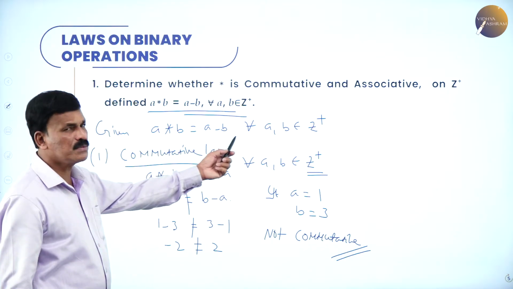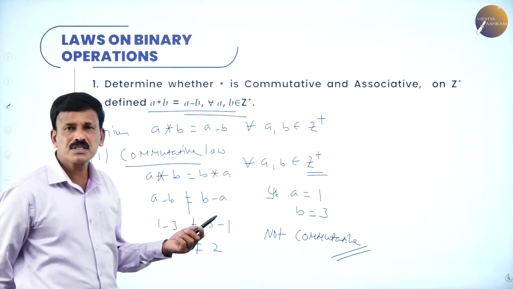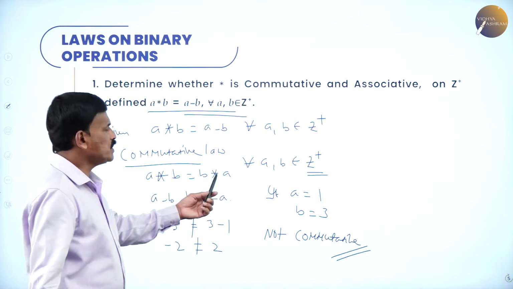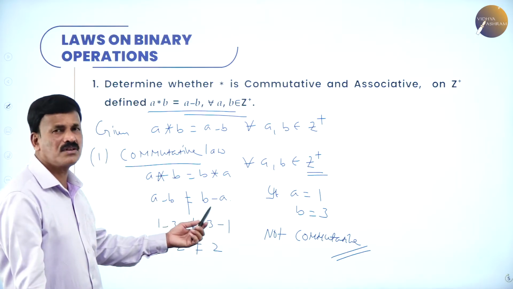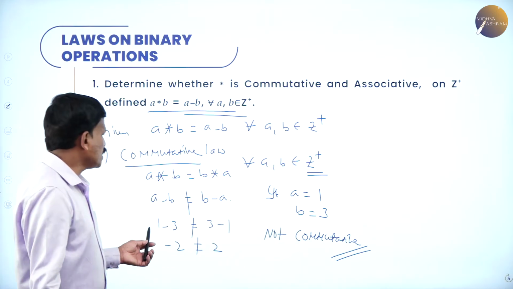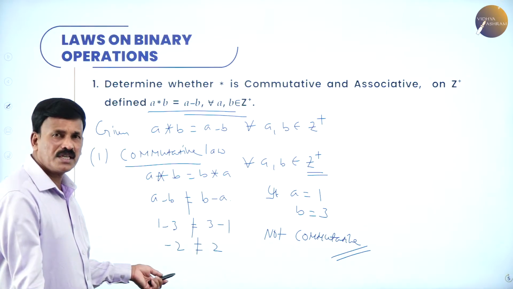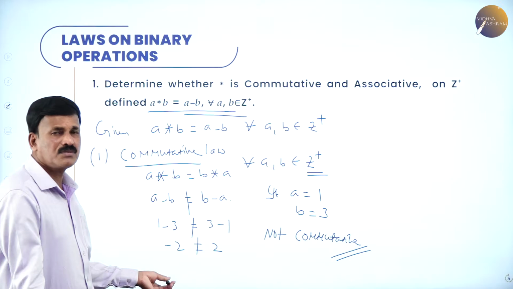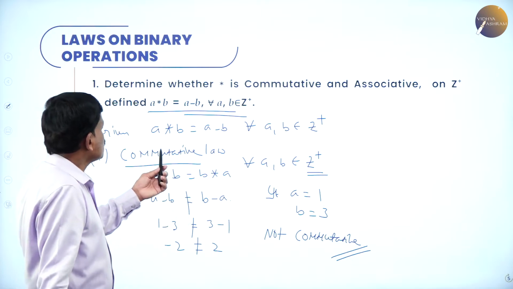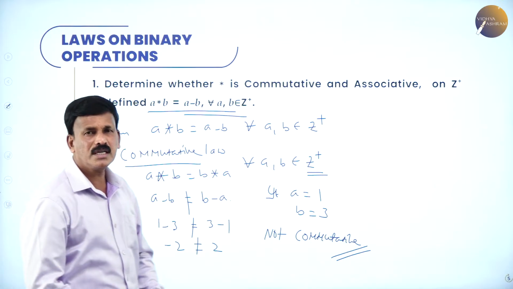Given A star B is equal to A minus B for all A, B belongs to Z plus. Commutative property, what is to prove? For all A, B belongs to Z plus, A star B is equal to B star A. What is A star B? A minus B. What is B star A? B minus A. A minus B is not equal to B minus A, because if you take A is equal to 1 and B is equal to 3, 1 minus 3 is equal to minus 2, whereas 3 minus 1 is equal to plus 2. Minus 2 is not equal to plus 2. Therefore, star is not commutative in this case. Now, let us come to the second part.